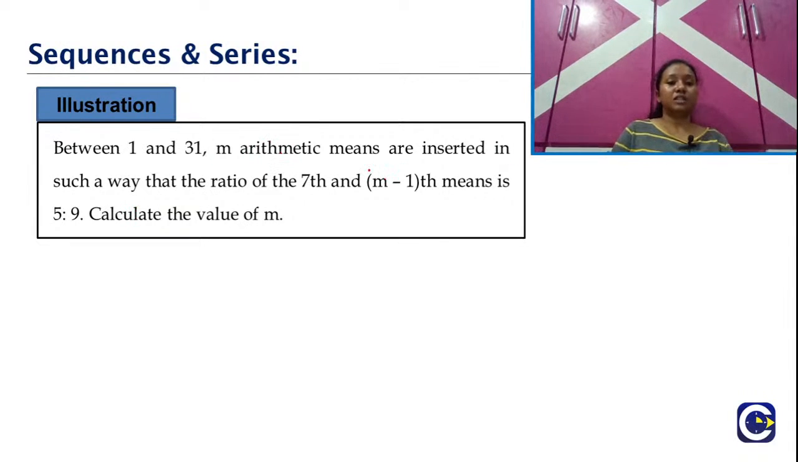So M arithmetic means are inserted in such a way that the ratio of the 7th and the M minus 1th means is 5:9. That means the 7th arithmetic mean as well as the M minus 1th arithmetic mean, their ratio should be equal to 5:9. And here we have to figure out the value of M. Let's see how we will be doing this. Same methodology that we have obtained for our previous one.